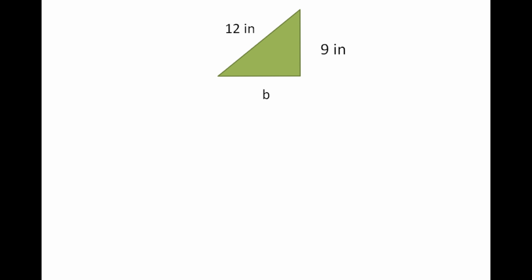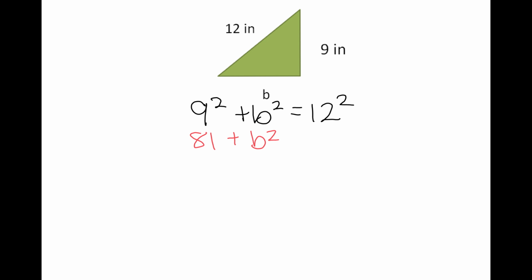Once again, start with plugging in what you know into the Pythagorean theorem. We know one of the legs, which is 9. We do not know the other one, so that's the B squared. And we do know the hypotenuse, so that's 12 squared. I'm going to square the numbers that I know, so 9 squared is 81. I do not know the B squared, so I'm going to just copy that down. And then I get 12 squared, which is 144.